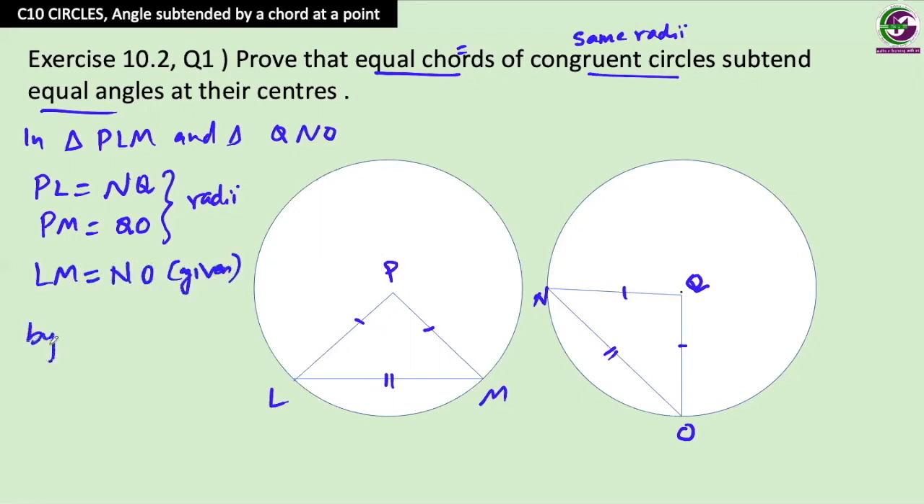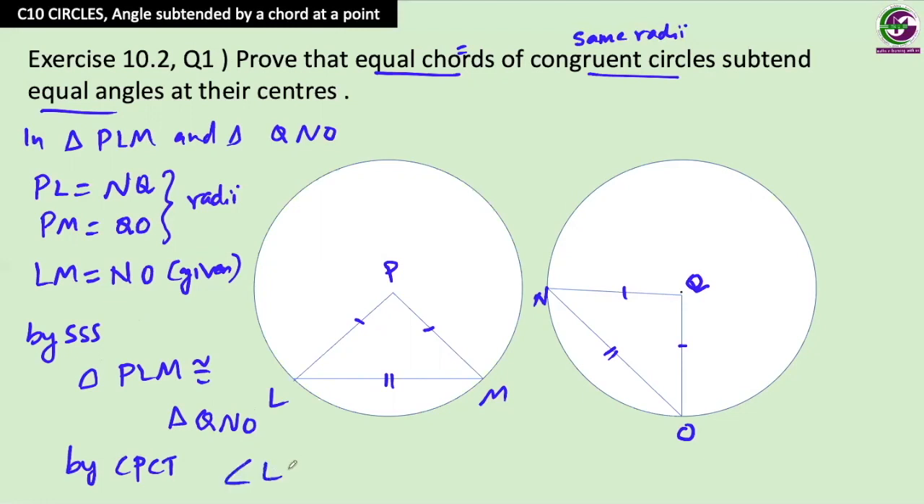So by SSS, triangle PLM is congruent to triangle QNO. By CPCT, we can find that angle LPM is equal to angle NQO. That's what we have to prove, equal angles.